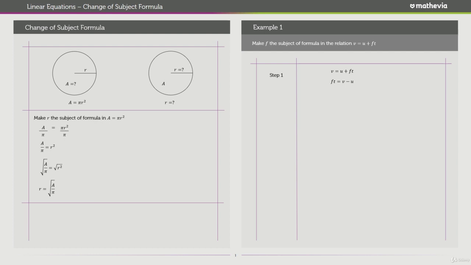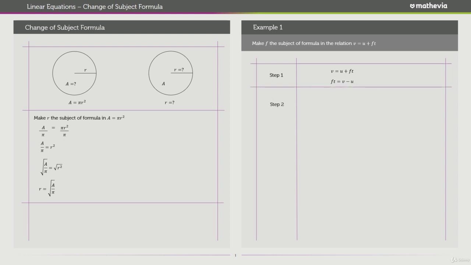I believe you'd agree with me that ft equals v minus u. When you move u over to the left, and basically you just switch them around so that ft is on the left. Okay, so we have v equals u plus ft. We don't want that u there, so we want to move it over to the left, and basically we end up with ft equals v minus u.